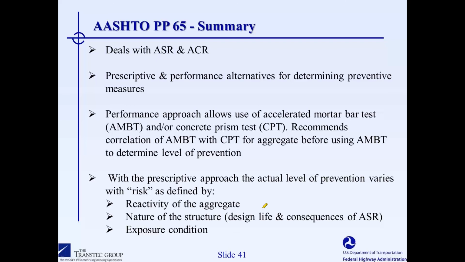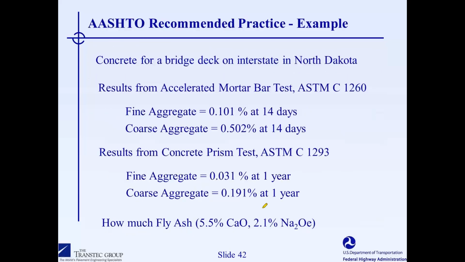So a summary of PP65, it deals with ASR and ACR as we've seen. We have prescriptive and performance alternatives for determining preventive measures. The performance approach allows the use of accelerated tests and the concrete prism test, but does recommend correlation of the two tests. And in the prescriptive approach, the actual level of prevention varies with risk as defined by the reactivity of the aggregate, the nature of the concrete, and the exposure condition.